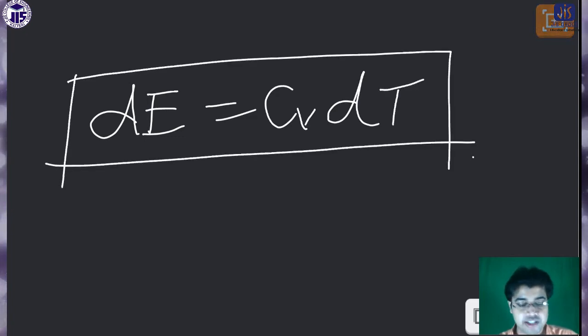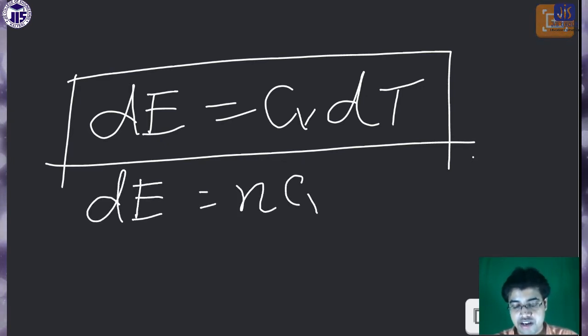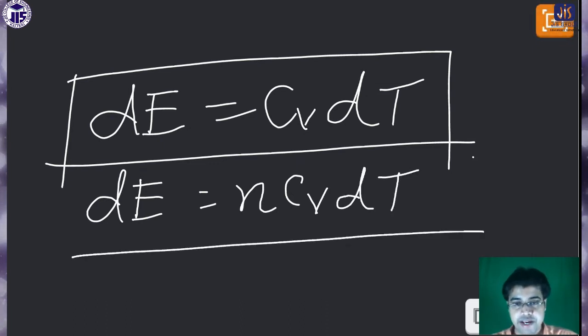You have to keep in mind that dU or dE equals Cv dT. And for n moles of gas, we can write dE equals n Cv dT. This is very important, which you have to keep in mind.